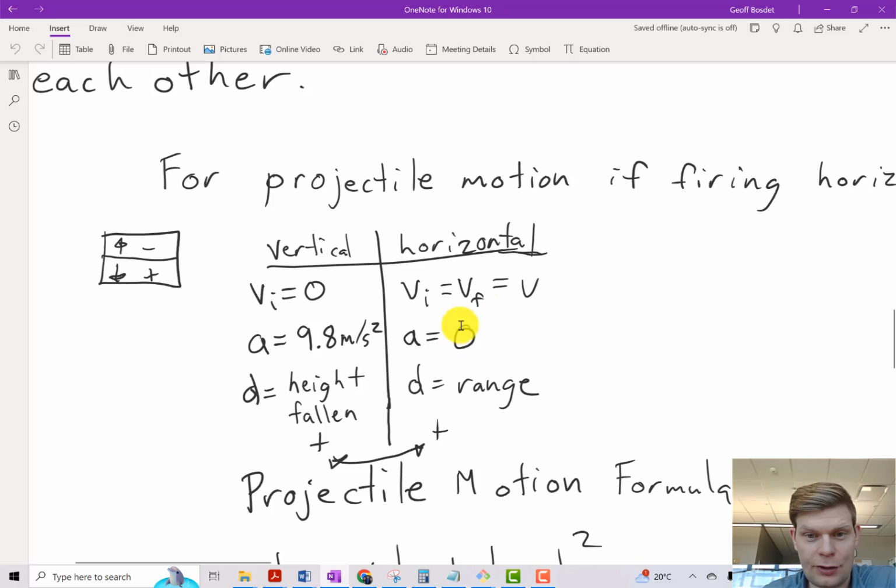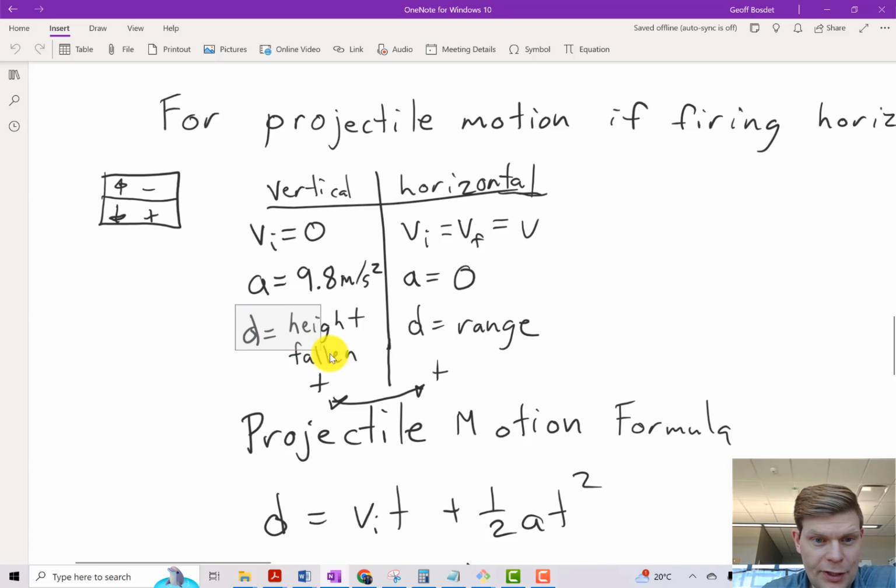Now, here are things that will always be true if you're firing something directly horizontal off some high place. Vertically, your initial velocity will be 0 because you're just firing it horizontally. Horizontally, your initial velocity is equal to your final velocity. It's just constant because there's no side gravity, there's no sideways force changing your velocity. Vertically, there's an acceleration of 9.8 if you're on Earth. Horizontally, again, no side gravity, no force sideways. We're ignoring air resistance, which at lower speeds is fully reasonable, assuming you're not throwing something super not dense and not aerodynamic.